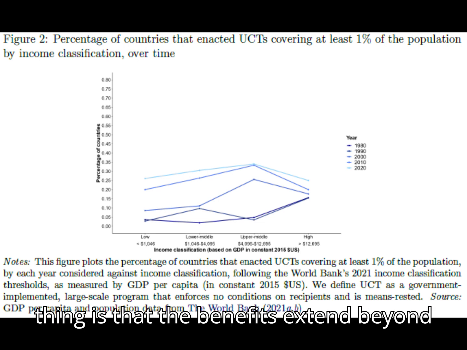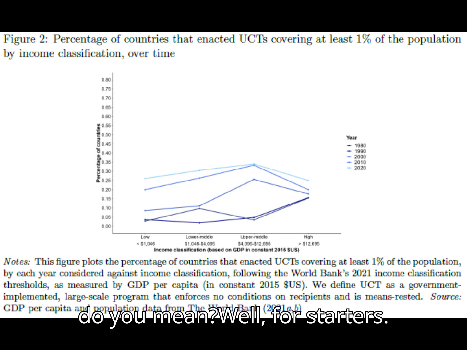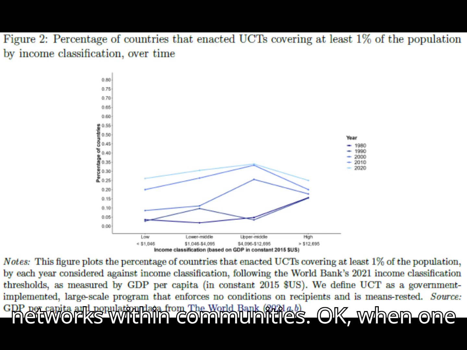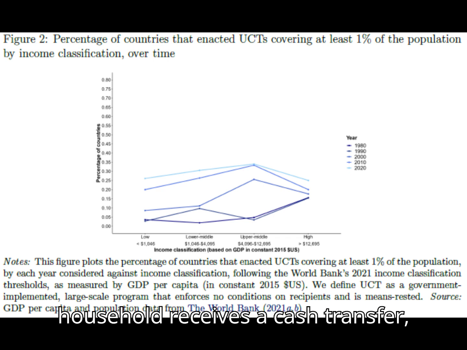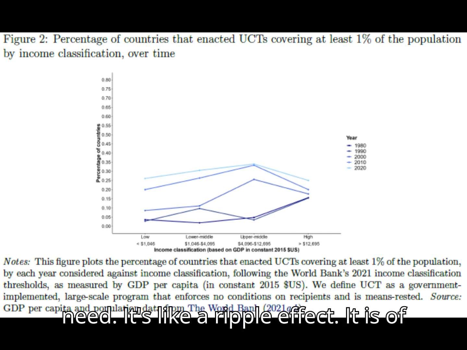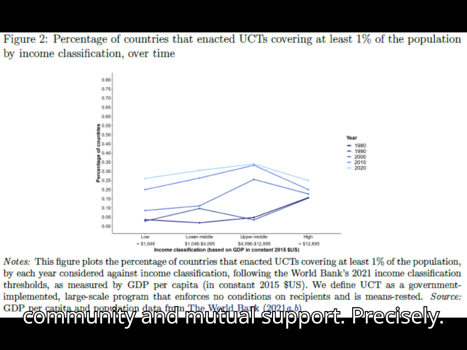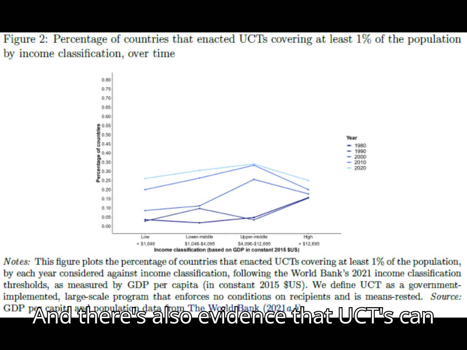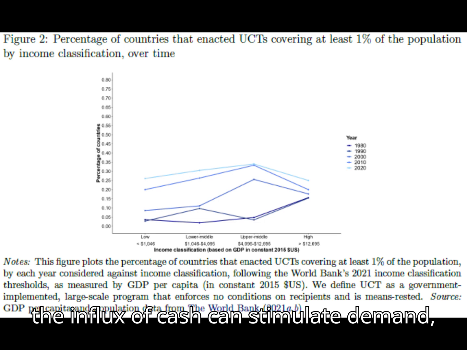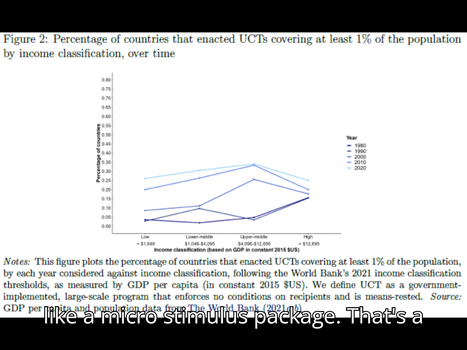And the exciting thing is that the benefits extend beyond just the direct recipients. What do you mean? Well, for starters, UCTs can strengthen informal insurance networks within communities. When one household receives a cash transfer, they're often more able and willing to help out their neighbors in times of need. It's like a ripple effect of generosity, fostering a stronger sense of community and mutual support. Precisely. And there's also evidence that UCTs can boost local economies. The influx of cash can stimulate demand, leading to increased business activity and job creation. It's almost like a micro-stimulus package. That's a great analogy.